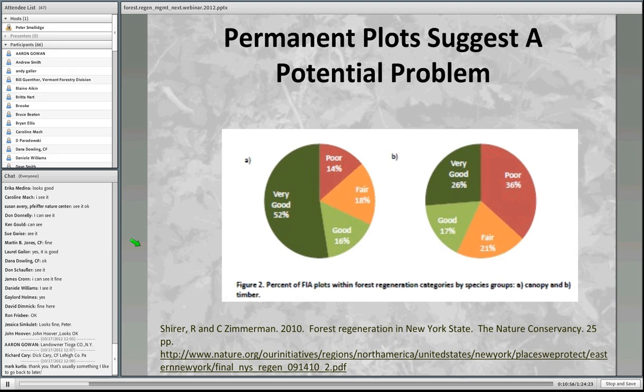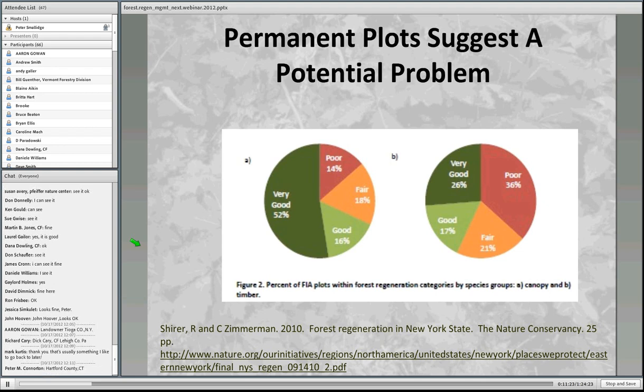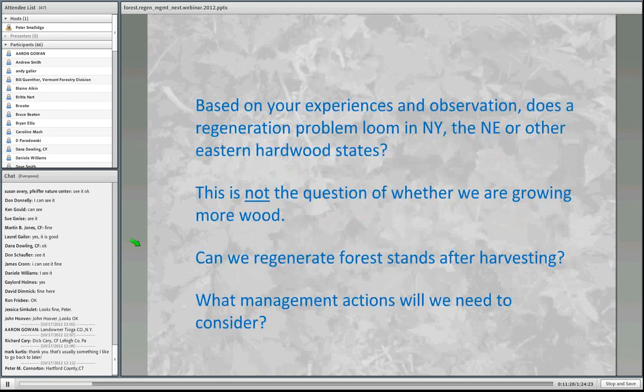And you can see that there's a change: you get very good regeneration potential when you're considering species that can reach the canopy, which is largely species like beech. But when you exclude all but the timber species, your index of success declines. So we need to be thinking about whether these problems are real, and I'm going to try to make the case in the next hour or 50 minutes that in fact they are real, that there are some management activities that we're going to have to undertake.